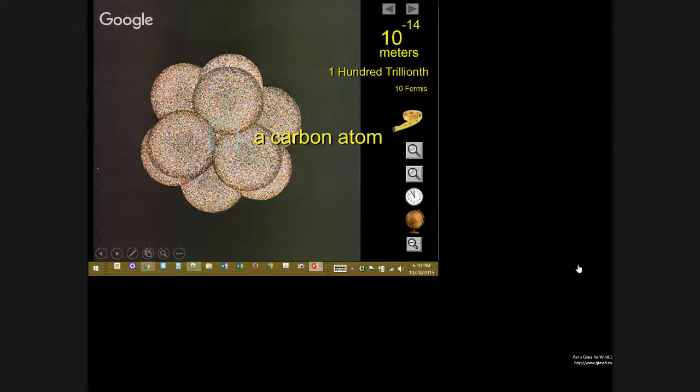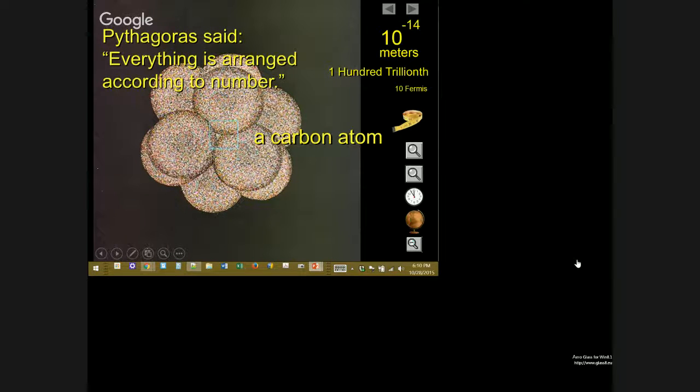And now I'm going to bring up this quote from Pythagoras, and get rid of the carbon atom label. Pythagoras said, everything is arranged according to number. And he's been mocked, he was around BC, and it's like, oh yeah, the poor guy, they didn't know much back then. But Pythagoras really had it right.